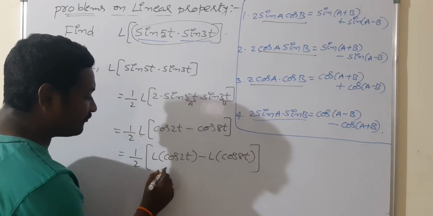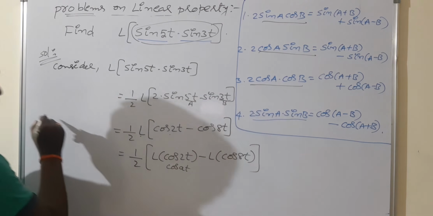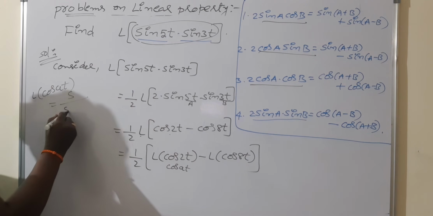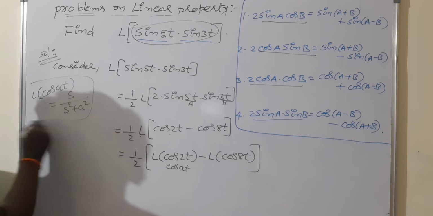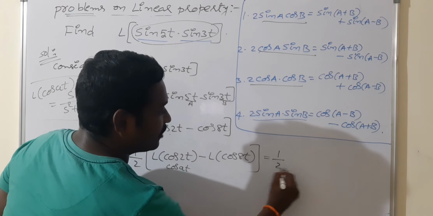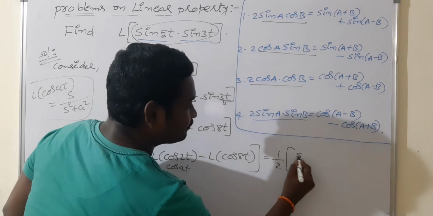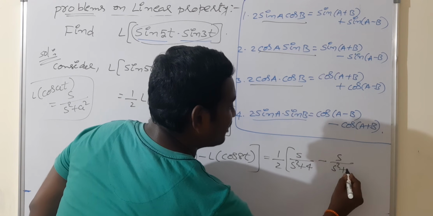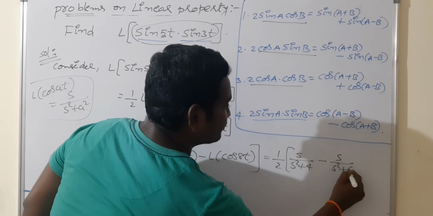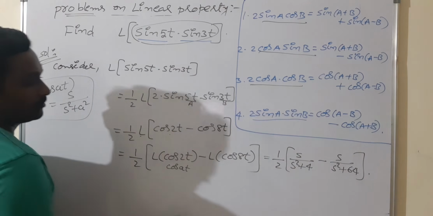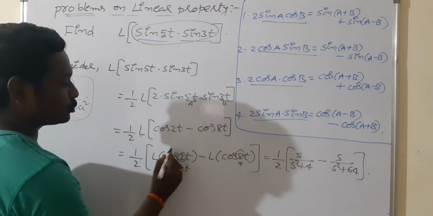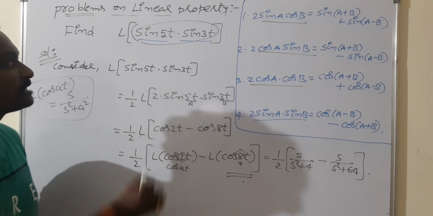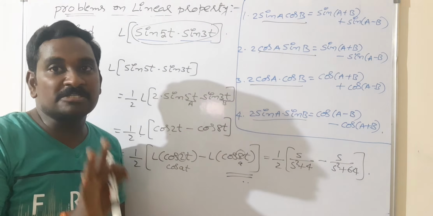Now both are in the form of cos at. Already we discussed L of cos at. What is L of cos at? s by s square plus a square. By using this relation, you will get 1 by 2 into s by s square plus 4 minus s by s square plus 64. 8 square is nothing but 64. Here a is 8. Here a is 2. That's why this is the answer. So, whenever two terms are in product, don't split the terms, which is a very, very important thing.